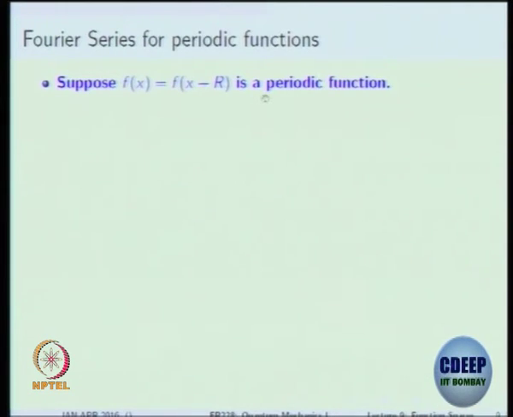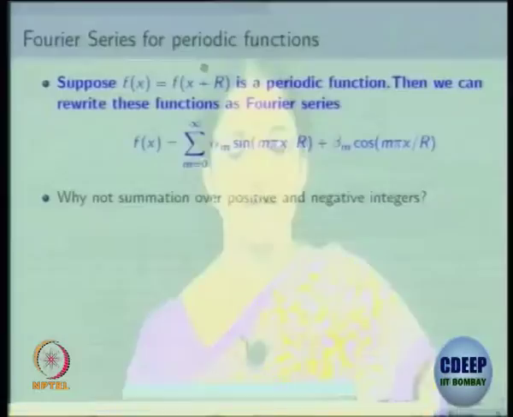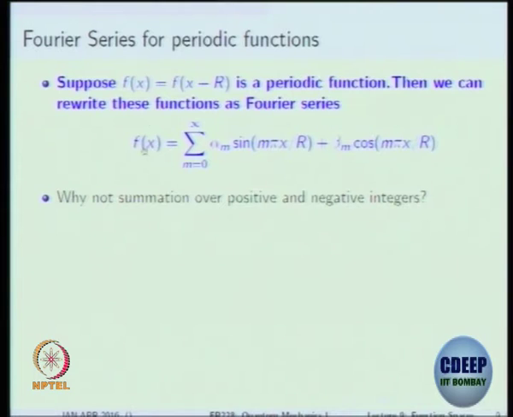Take the room tiles. If each tile is identical, you can just work within the tile. The next one will be the same as this. So how do you put this condition in? You try to put this condition, f of x equal to f of x plus r, and it will force you to have a sin m pi x by r, because when you take x to x plus r, you should get back to the same place.